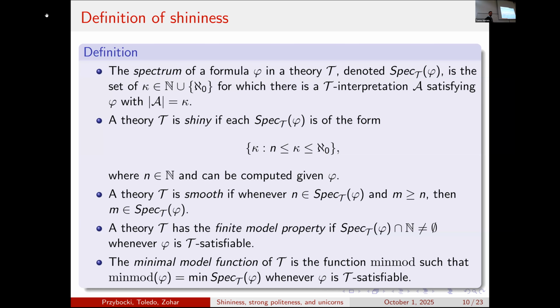Okay, so I know this is kind of a mouthful of definitions, but equivalently, you can define shininess as being the conjunction of smoothness, the finite model property, and the computability of the minimal model function.